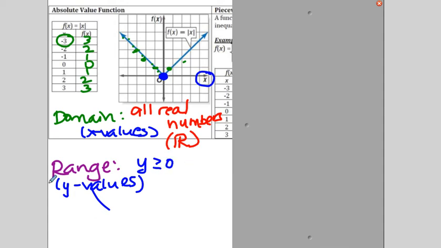Okay. So the range is probably the hardest part for an absolute value function. The domain for absolute values is always all reals. So just something to keep in mind when we're talking about the domain and range.